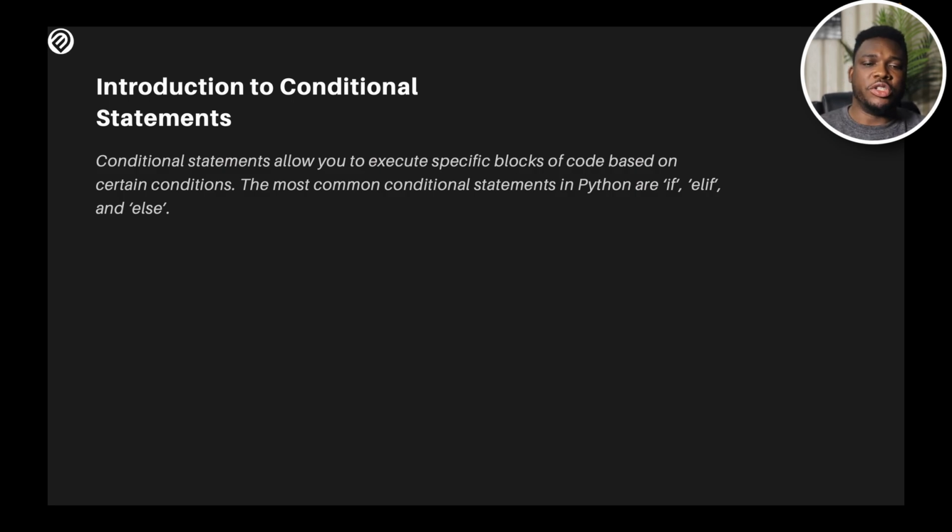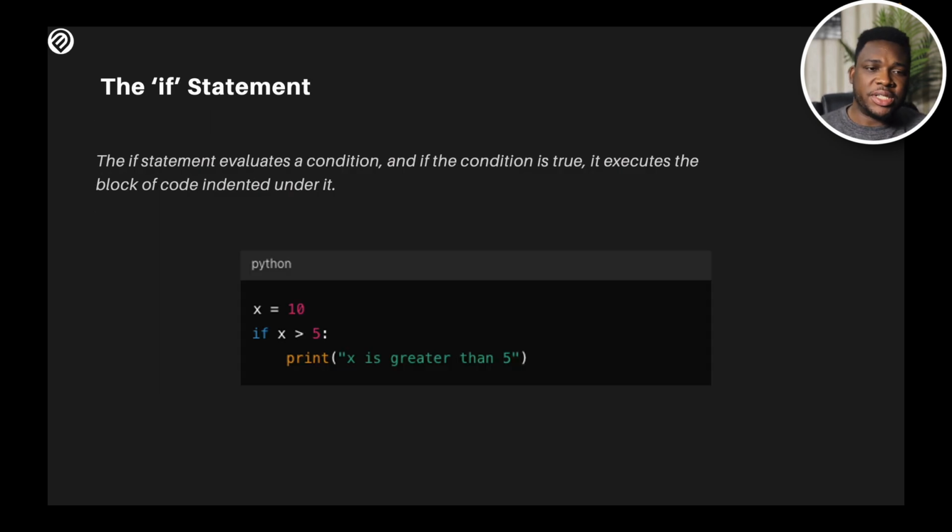The most common conditional statements we have in Python are the if, elif, and the else. These are the most common that you have in Python, and we're going to be looking at each of these individually. The first is the if statement, which evaluates a condition. So it looks at the condition that you're putting, and if the condition is true, it executes the block of code indented under it. I've spoken a lot about indentation. Indentation in Python is usually used to show sequence, what should happen after the indentation.